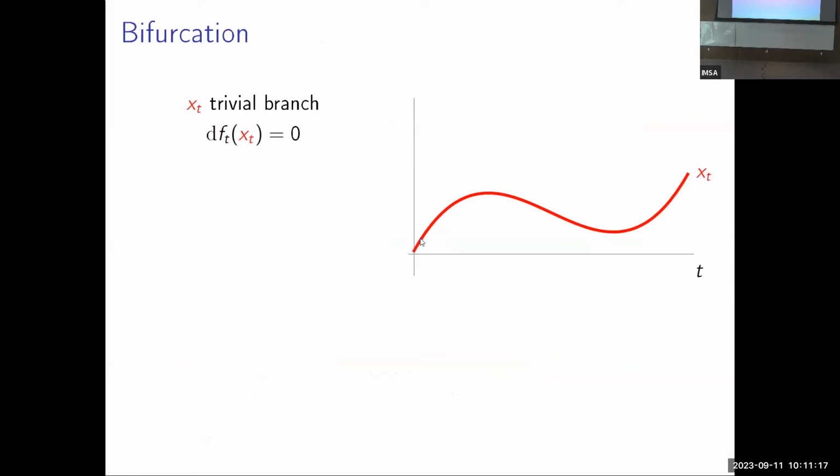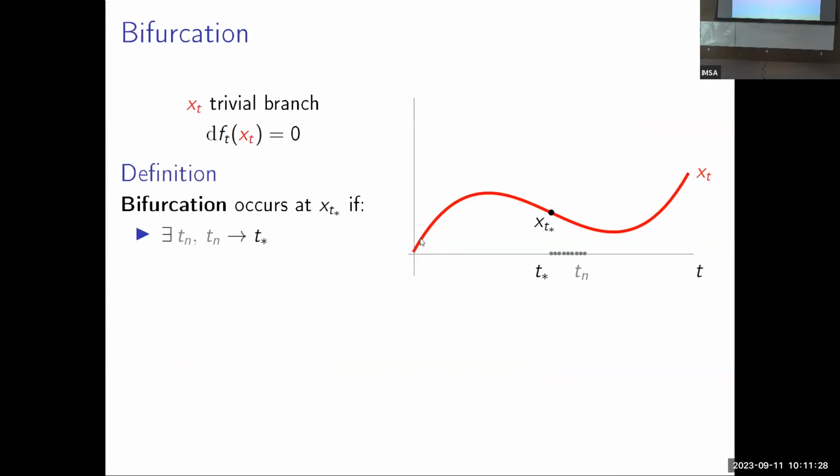So suppose that this is the graph of the function x(t) of your solutions. And then you say that bifurcation occurs at some point x(t*) if there exists some sequence of instants t_n that tends to t* as n goes to infinity. There exists also a sequence x_n that tends to x(t*) as n goes to infinity, with the property that the derivative of F_{t_n} at the point x_n is equal to 0, but x_n does not belong to the curve. That is, it's not the point x(t_n), and that must exist for every n.